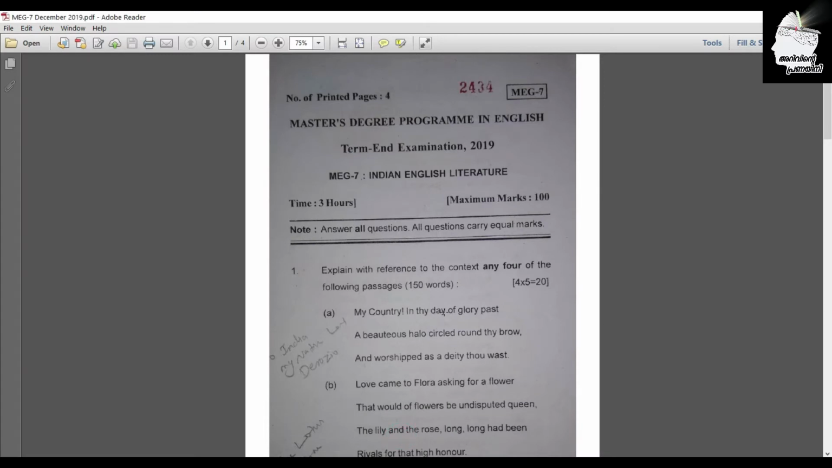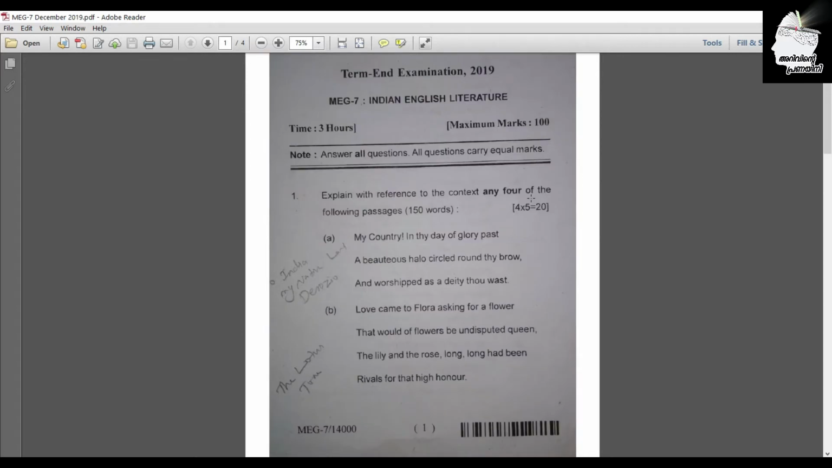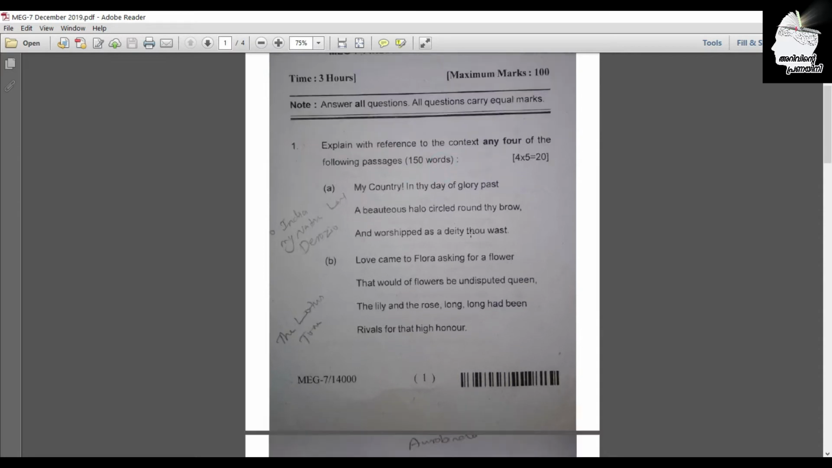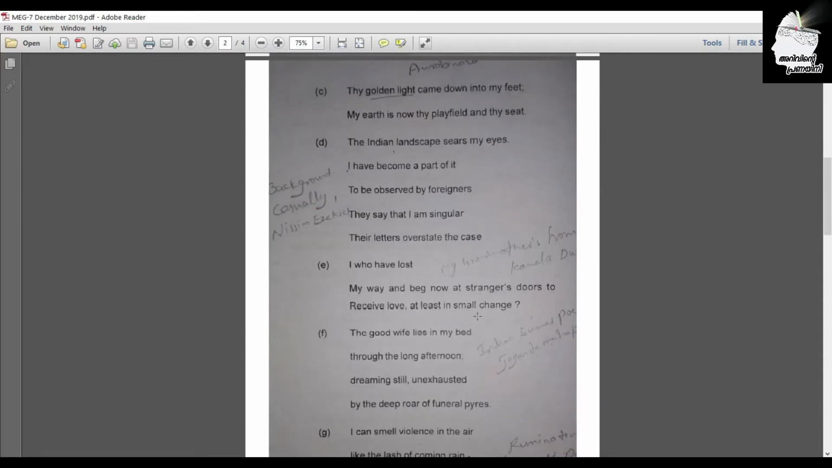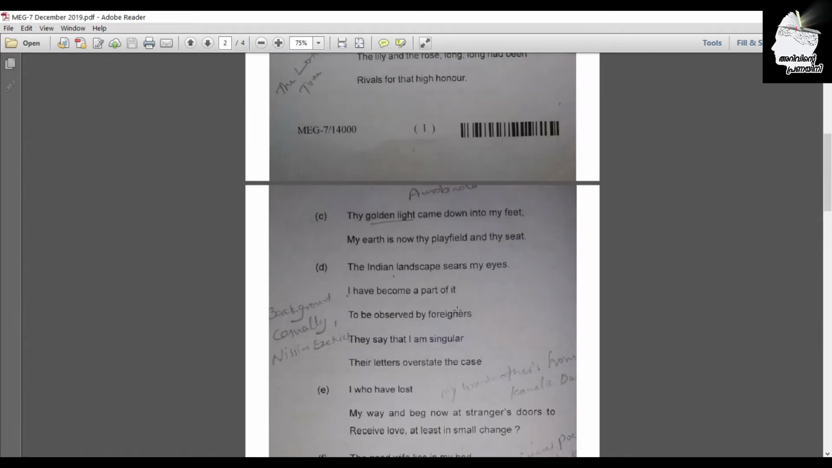This is the question paper of 2019 December. Explain with reference to the context any 4 of the following passages, 150 words. It is clearly shown like this, and you are given A, B, C, D, E, F, G. That means 7 questions, and out of which you must answer 4.